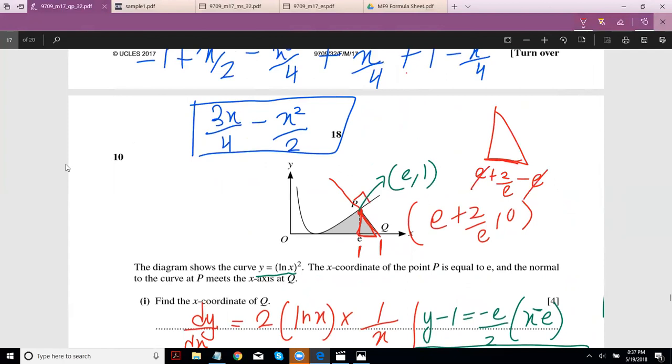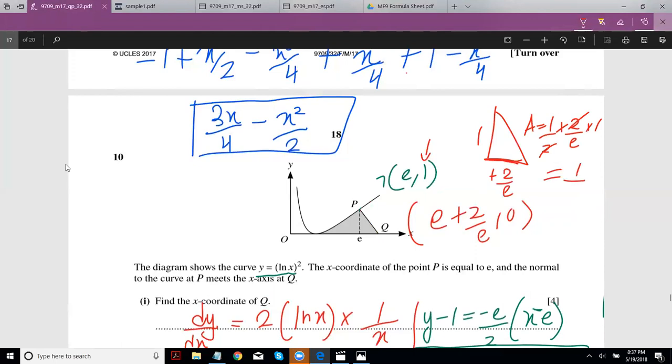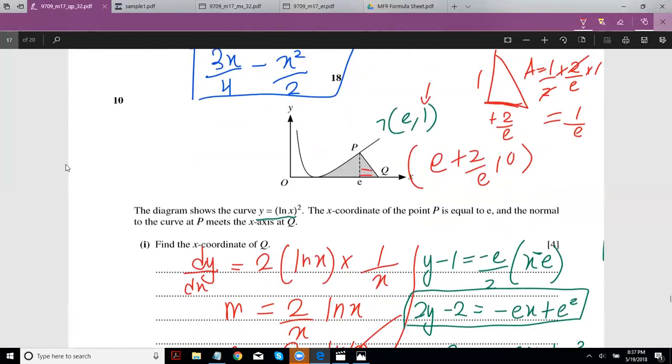This and this cut, which leaves us with the base of 2 upon e. What is the height? The height would be the y value of P, right? And the y value of P is given as 1. Hence, the area of this would be half, because you can see it's really just a triangle. Half times base times height, cut, is equal to 1 upon e. So this particular area is 1 upon e.